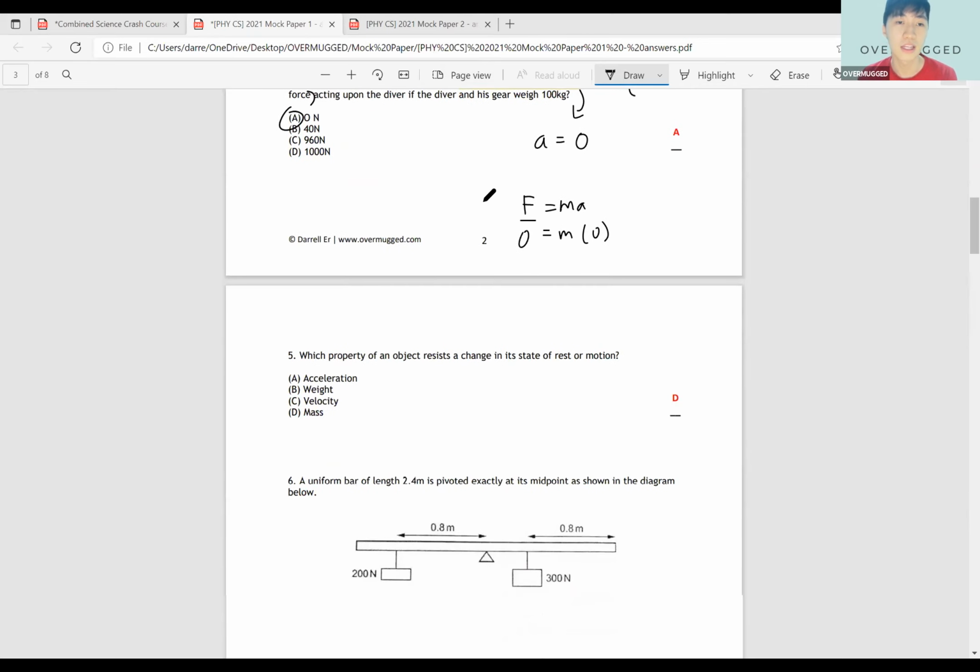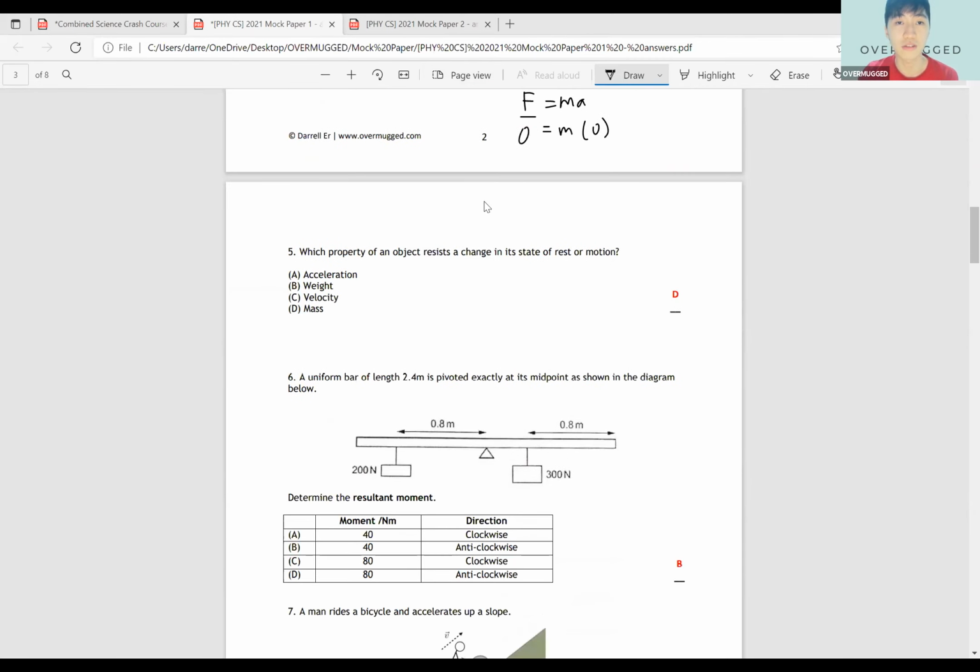Okay, this one is very straightforward. This is just referring to inertia, right? And inertia is only affected by one factor only, and that is your mass. Nothing else, not weight, because weight can change on a different planet. But mass is the only thing that affects inertia. Okay, full stop.